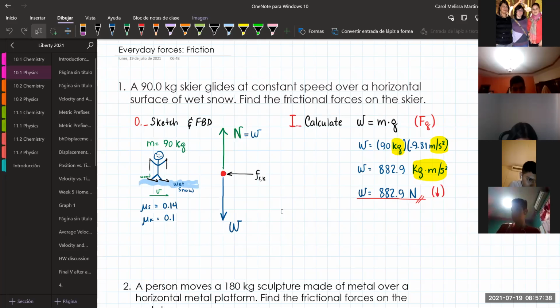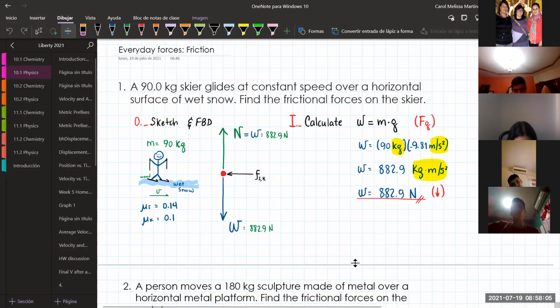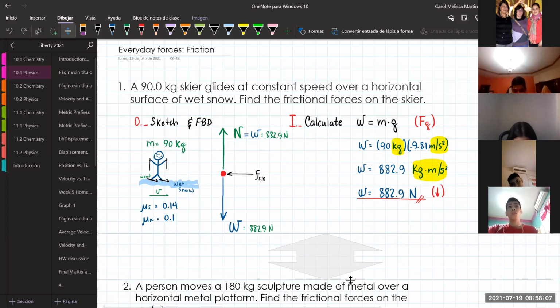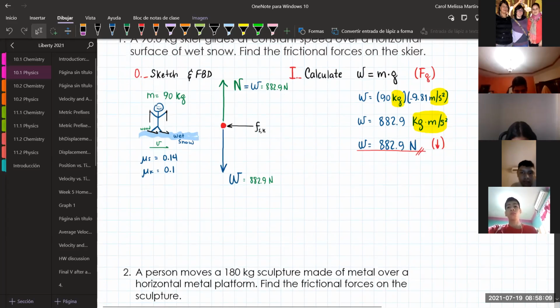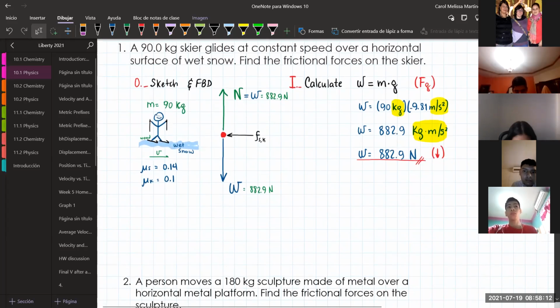Now, if you know the weight, you already know the normal for this kind of exercise. So you know that it is 882.9 newtons. This one is going up, and the weight is going down. Now, afterwards, what is happening is that you need to get the friction. Okay? So to calculate the friction, what we do is we apply the formulas.